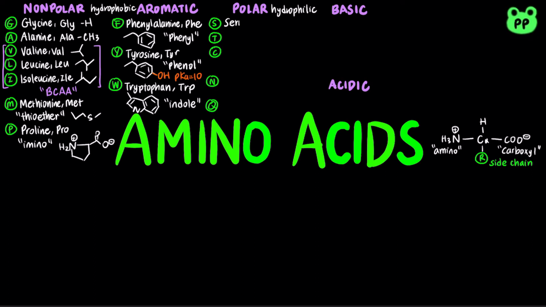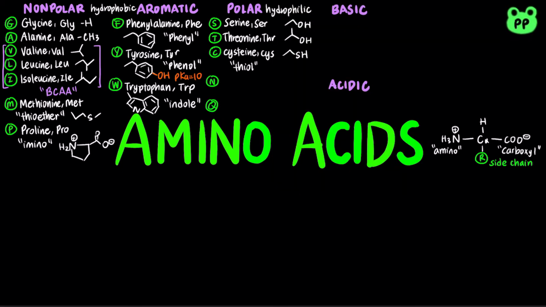S stands for serine, abbreviated as SER, and T stands for threonine, abbreviated as THR. Both serine and threonine have a hydroxyl side chain attached to 1 and 2 carbons respectively. C stands for cysteine, abbreviated as CYS, which is the other sulfur-containing amino acid besides methionine. The cysteine side chain contains a carbon attached to a thiol group with a pKa value of 8. Therefore, the thiol group remains protonated under physiological conditions.